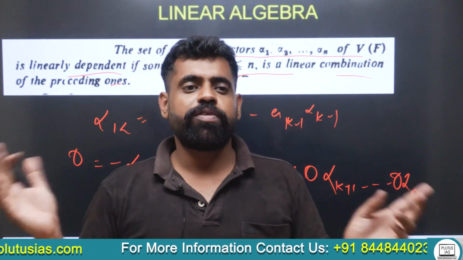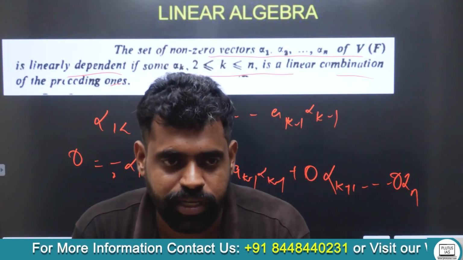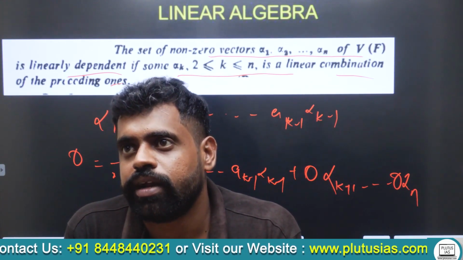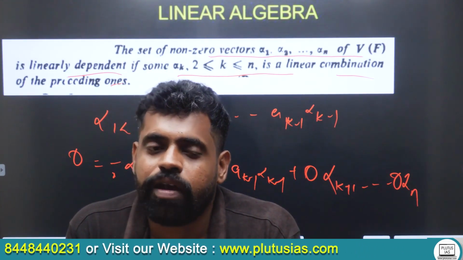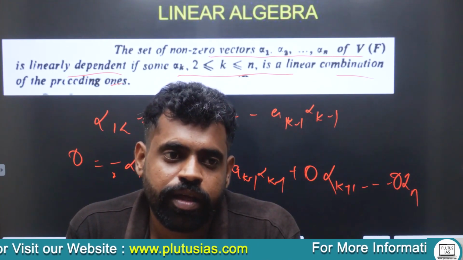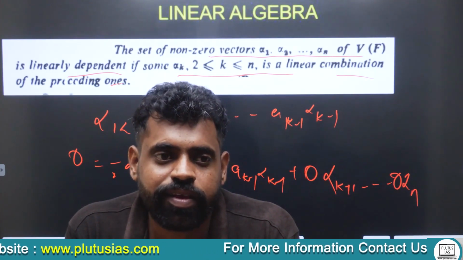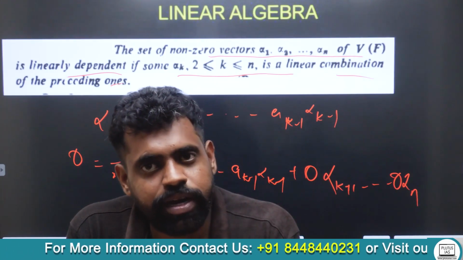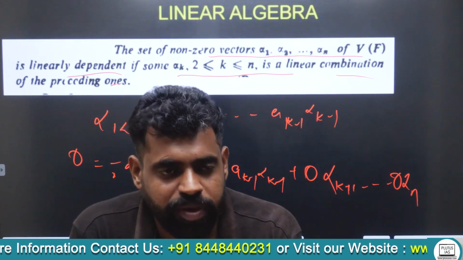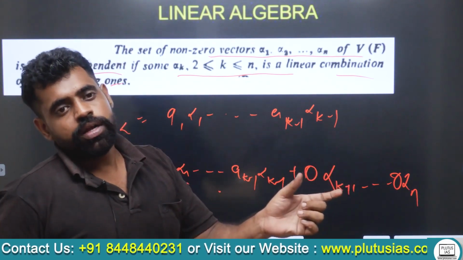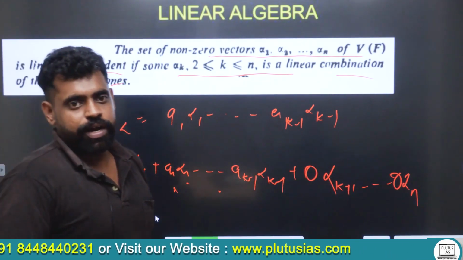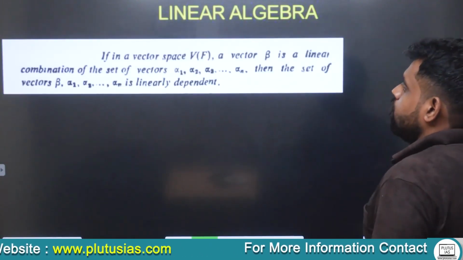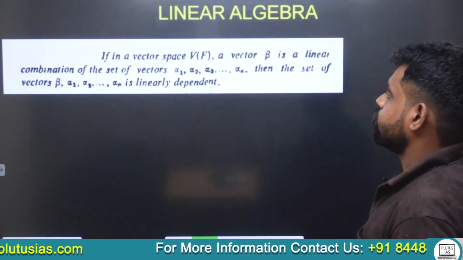Okay, so both theorems are converse of each other. One says that if it is linearly independent or dependent, then alpha k can be written as linear combination of the preceding vectors, and another is saying that if a vector can be written as the linear combination of the preceding vectors, then the whole set is linearly dependent. Okay.